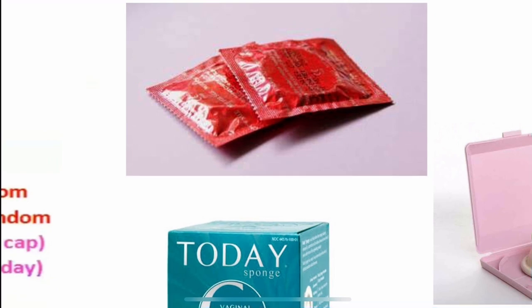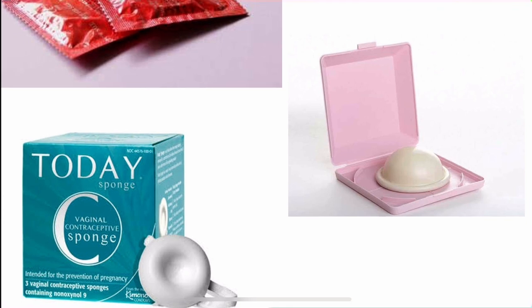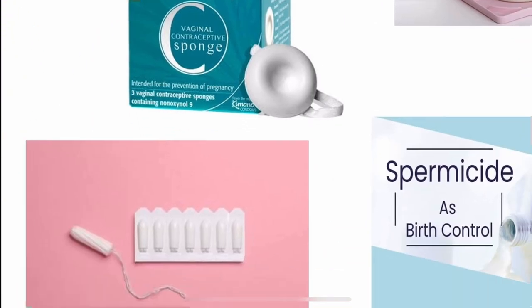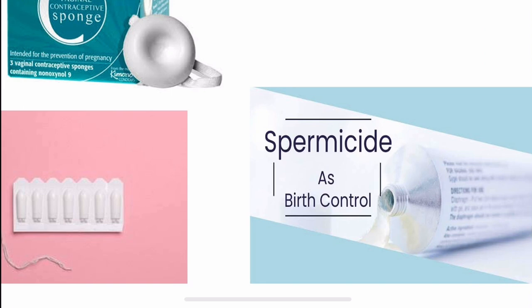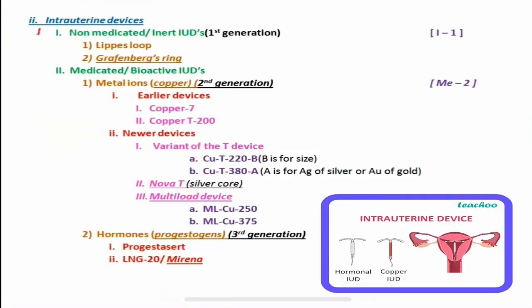Under the barrier methods, we have condoms, male and female. Then we have the diaphragm, and this is a sponge, popularly with the trade name Today. And then under the chemical methods, the spermicide jellies, paste, foams, and suppositories are given.